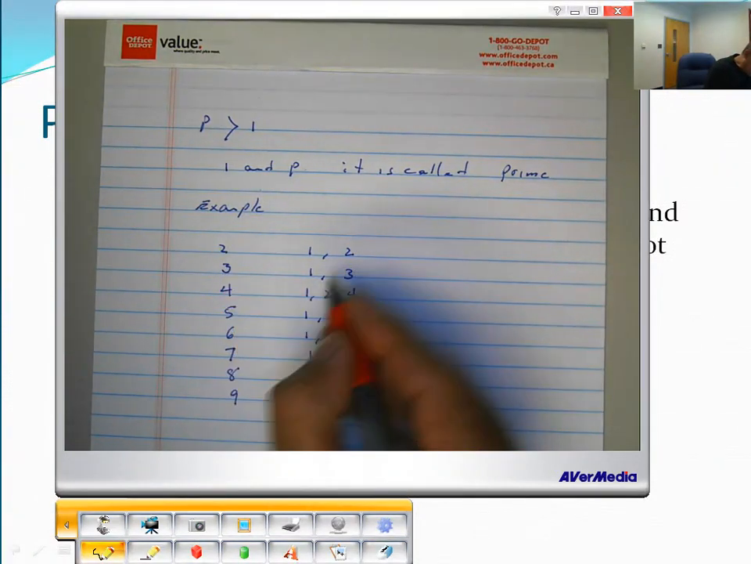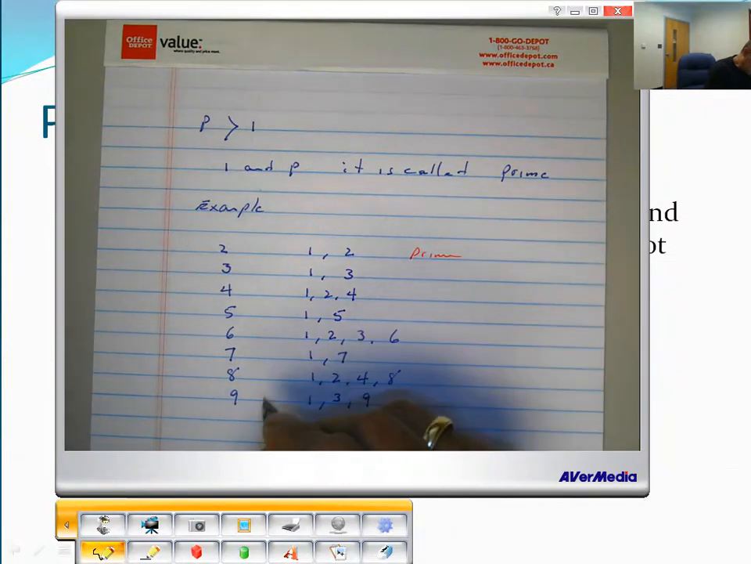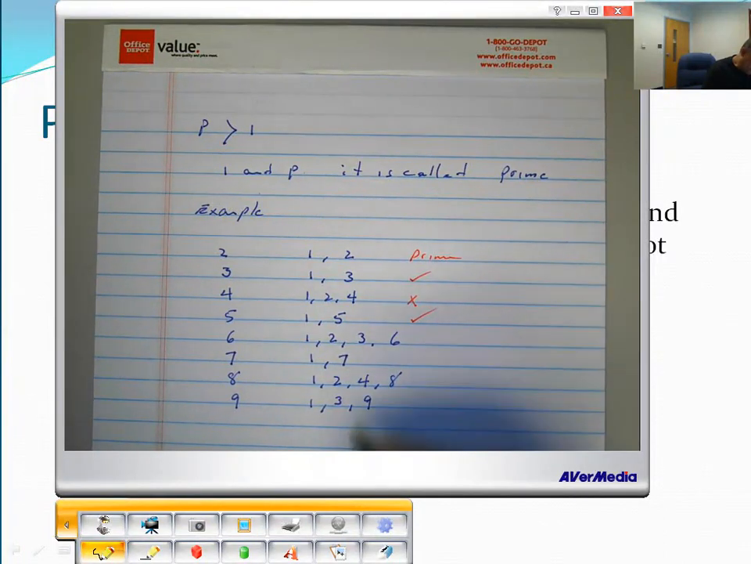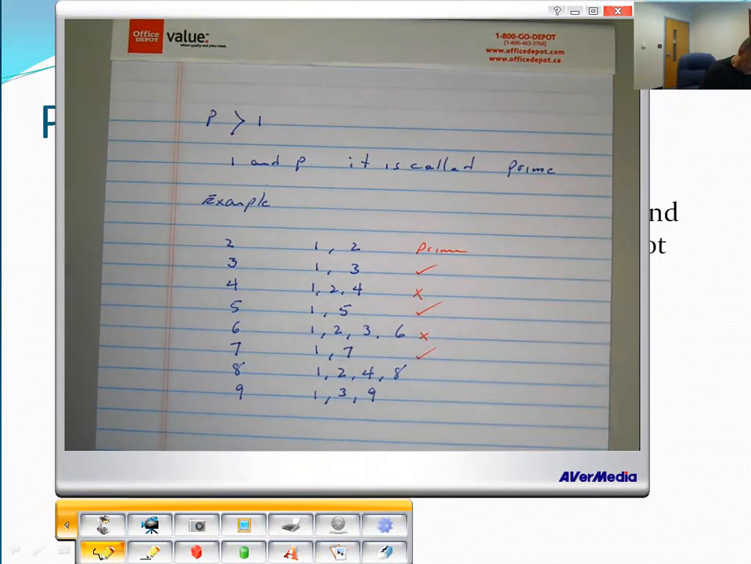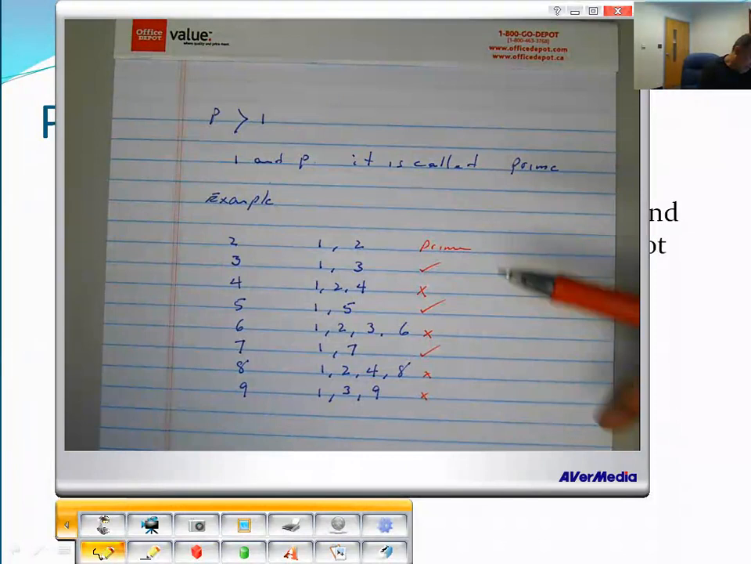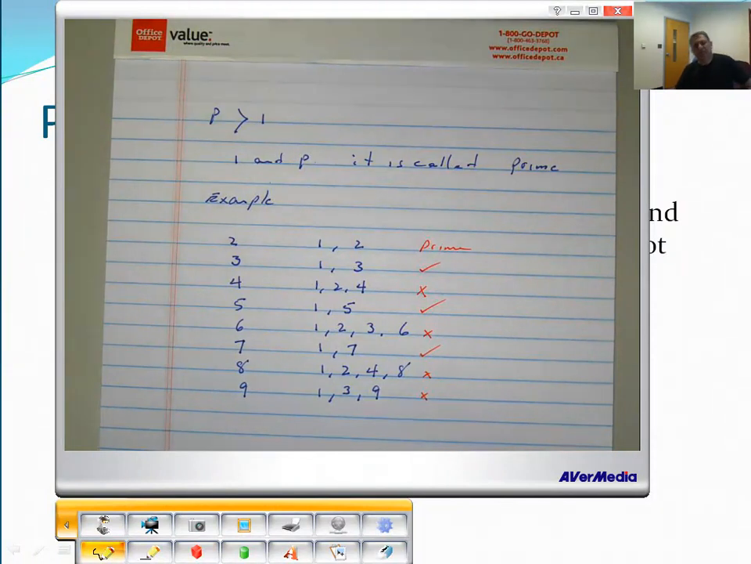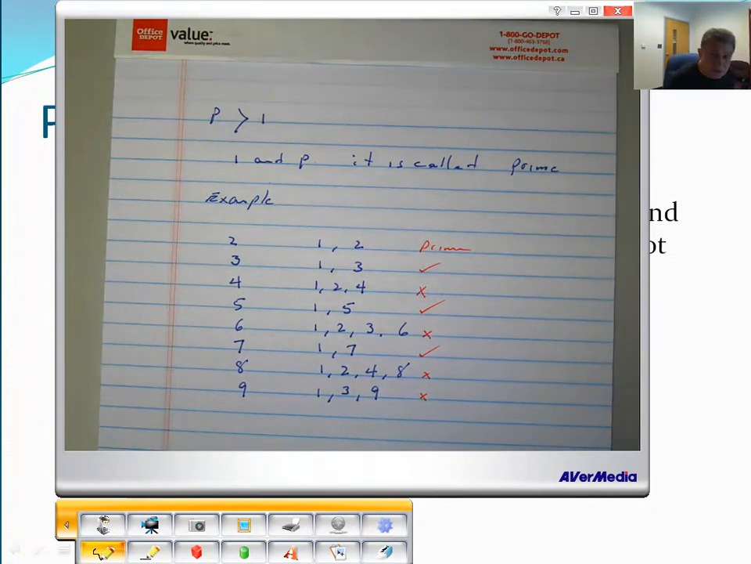But look here: this one is a prime, this one is a prime, this one is not a prime number, this one is a prime, this one is not a prime number, this one is a prime, this one is not a prime number, and this one is not a prime number. So we see 2, 3, 5, and 7 among the integers between 0 and 10 are prime numbers. And if a number is not prime, we call it a composite number, right? Composite numbers.